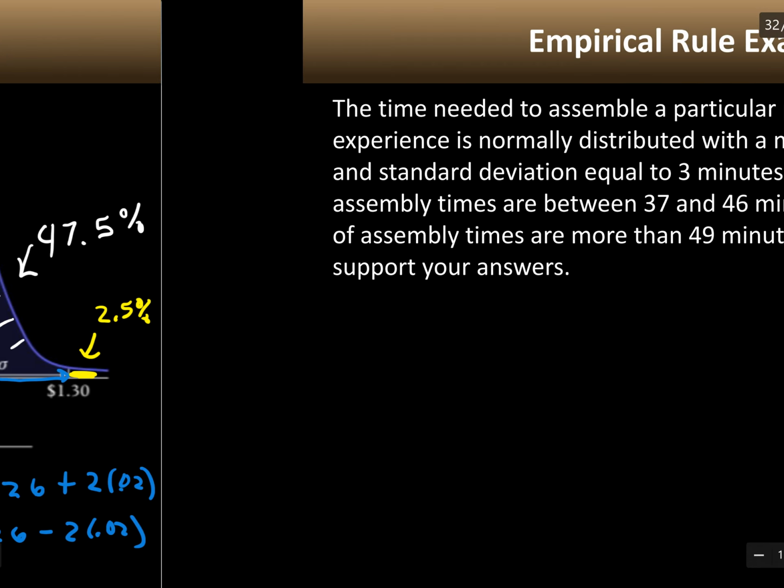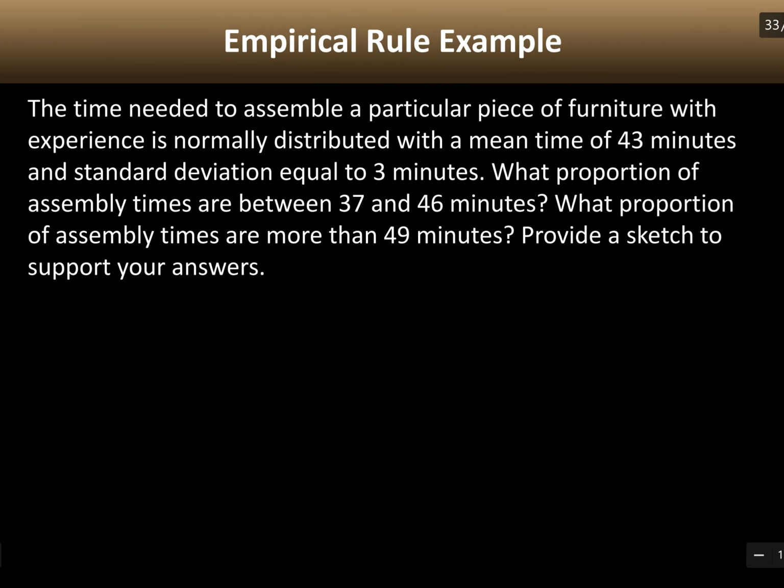So let's look at an example. The time needed to assemble a particular piece of furniture with experience is normally distributed with a mean of 46 minutes. So that would be mu. And the standard deviation is equal to 3 minutes. So that would be sigma. Question 1: What proportion of the assembly times are between 37 and 46 minutes? Question 2: What proportion of assembly times are more than 49 minutes? So provide a sketch to support your answer.